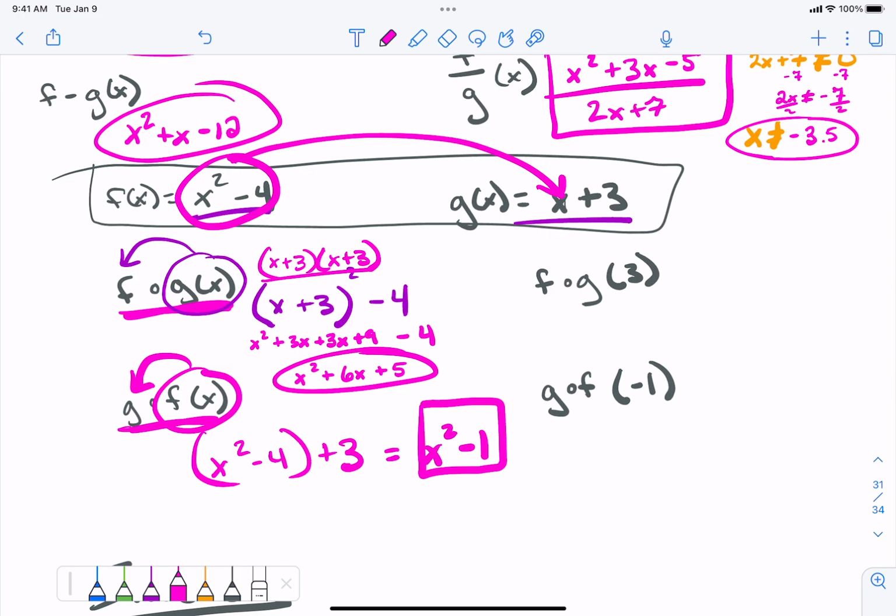All right. Now these ones are easier. What happens when you're plugging a number in? Where does the 3 go first? That 3 goes into g. Plug 3 into g. 3 plus 3 is 6.